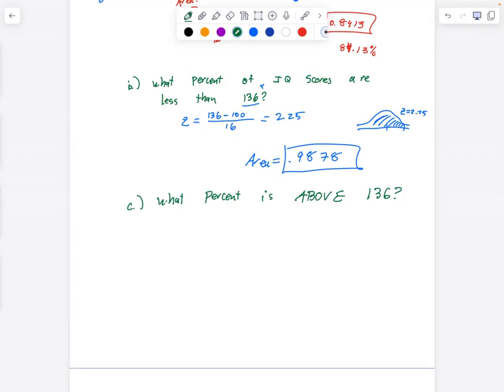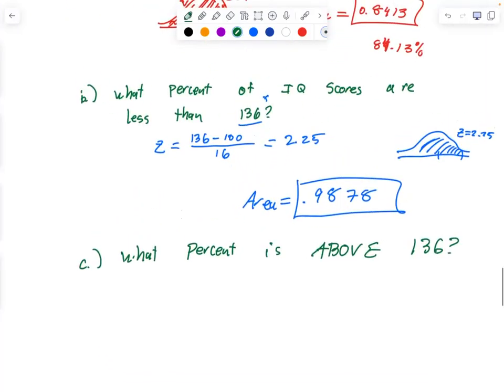So, this is area between. What percent of IQ scores are between 100 and 136? Okay, I didn't put this up here. This is the last one that we need to do from here. Now, we've already found the 2 z-scores. Or, sorry, this would still be 116. I want to stick with 116, which was part A, and B, which was 136.